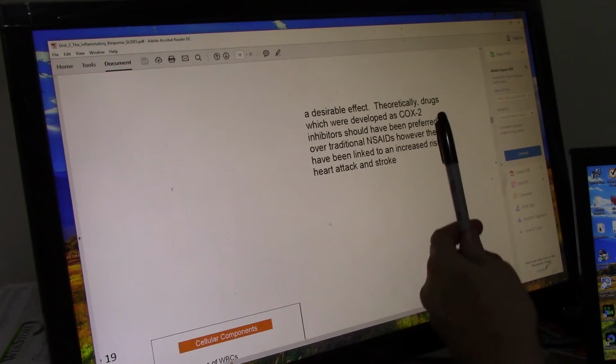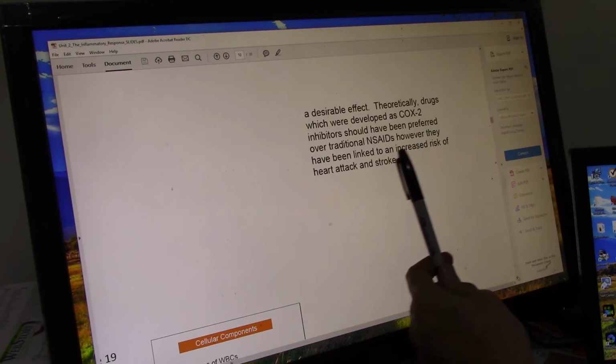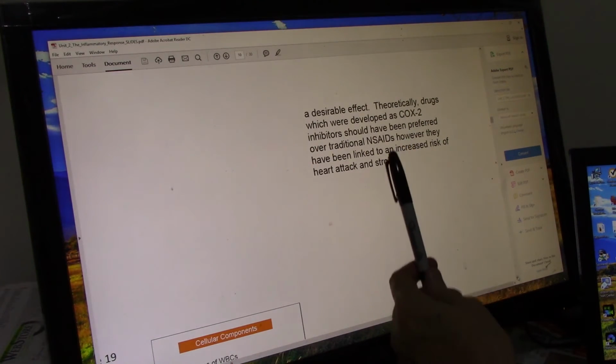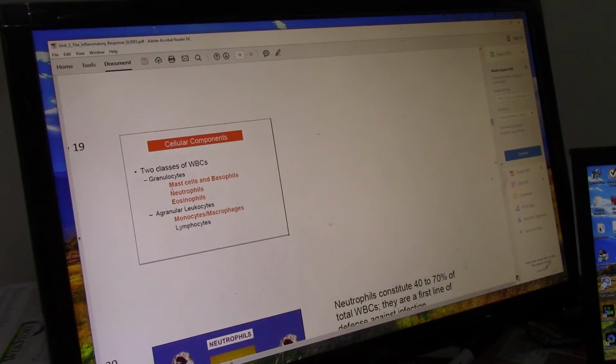Now, we do have drugs that are strictly COX-2 inhibitors, but they've been shown to have an increased risk of heart attack and stroke. It's good to read up on the COX-1 and COX-2.